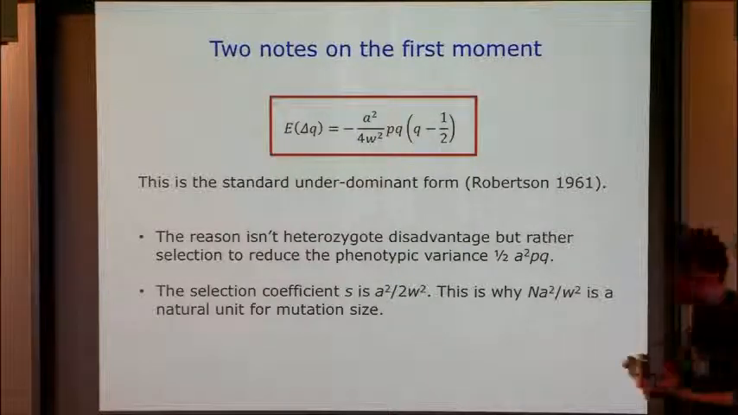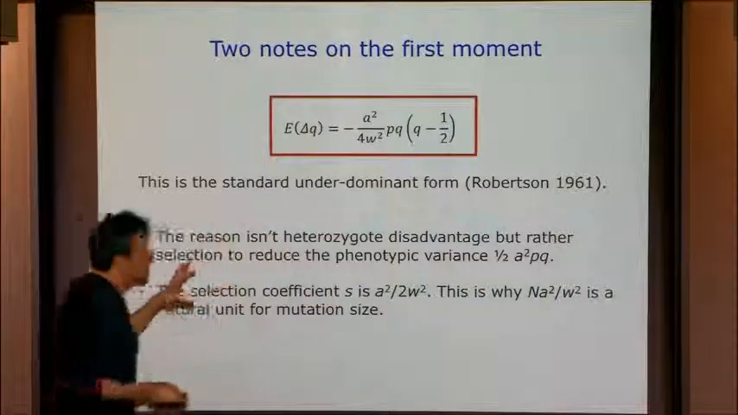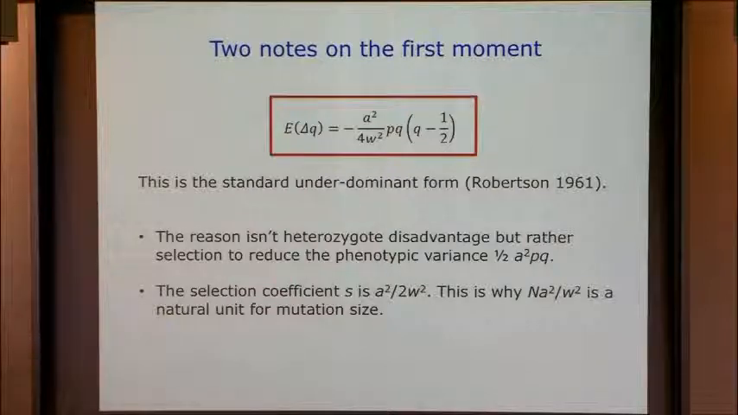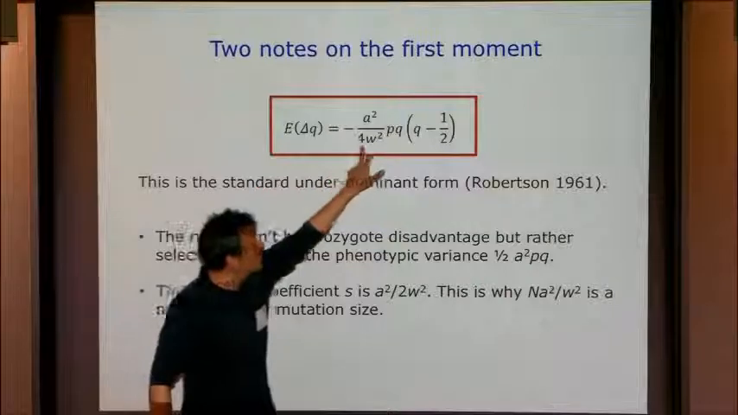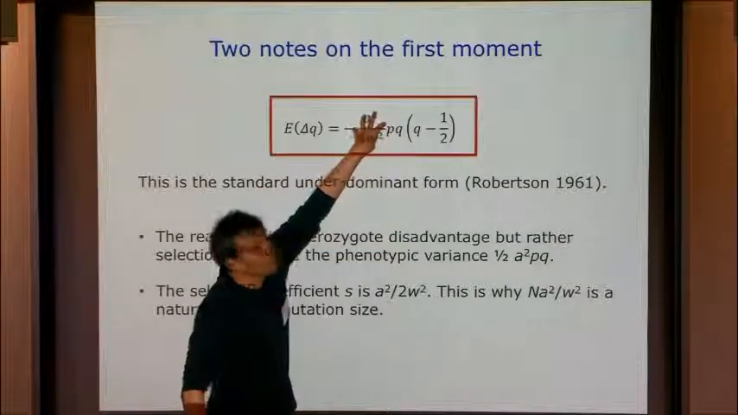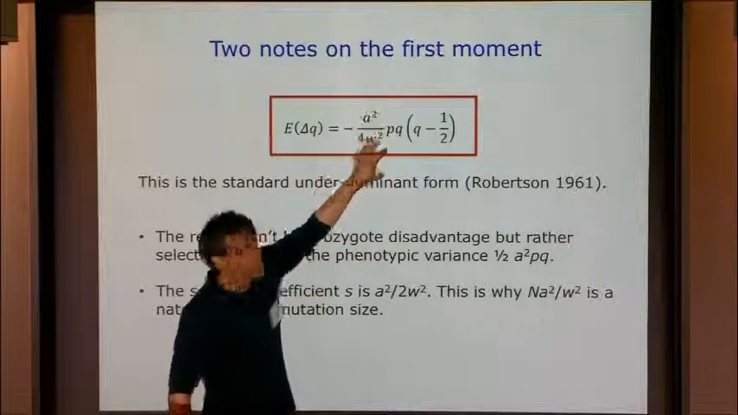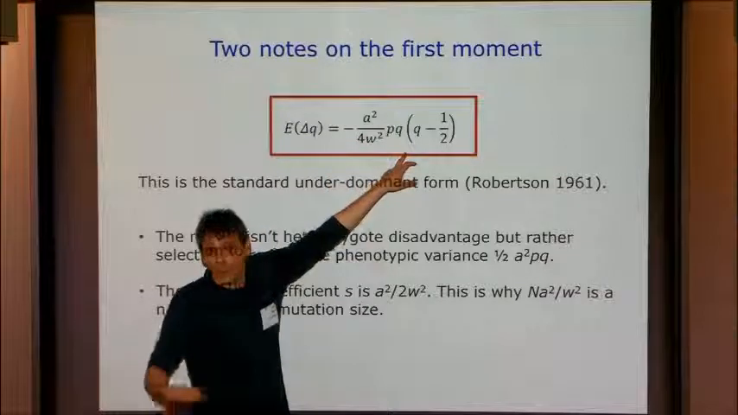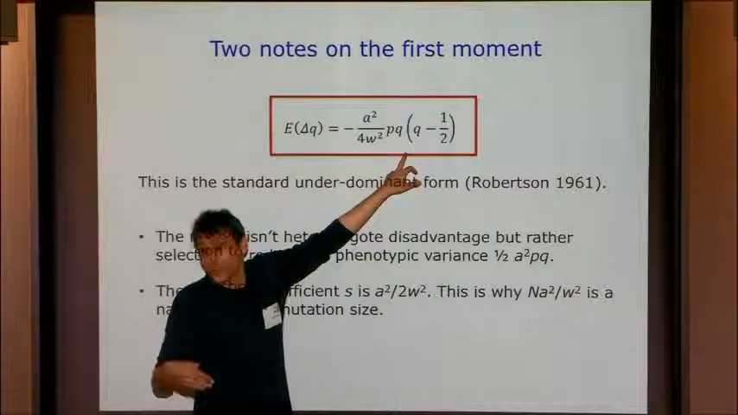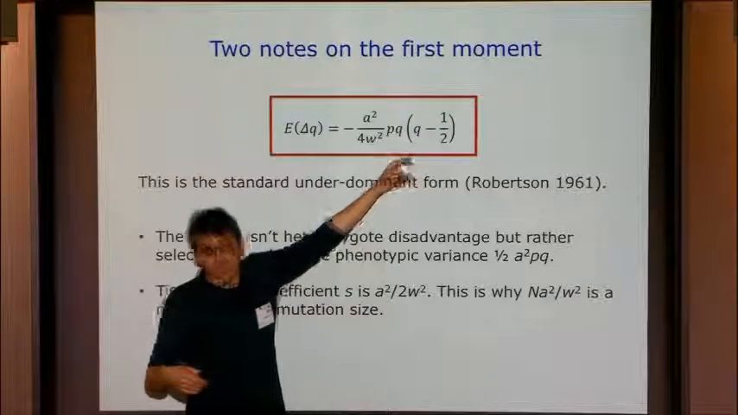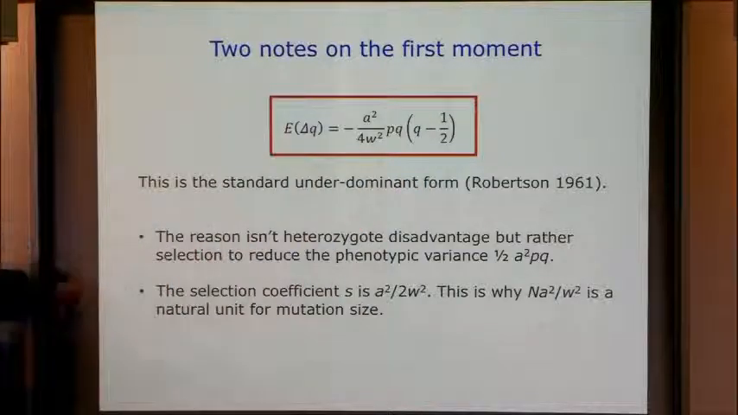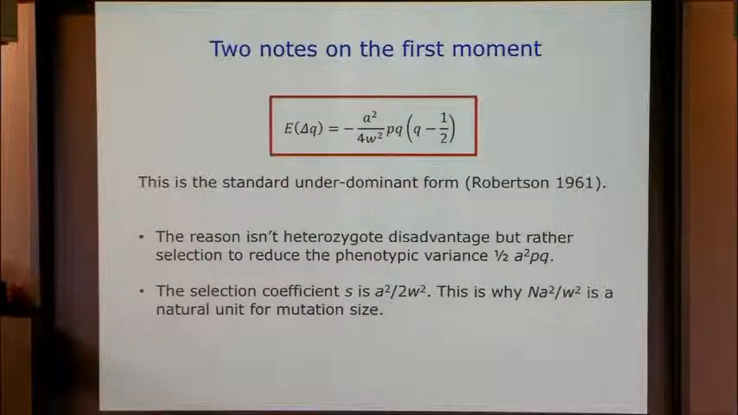Now, before we start solving for things, let's focus a second on the first moment, because there are some interesting things about it. If you just put the parameter S over 2 here, this is just the standard form for the viability selection model with underdominance. What this means is that frequency half at the site is an unstable fixed point, and essentially the rare allele is always pushed towards extinction in this case.